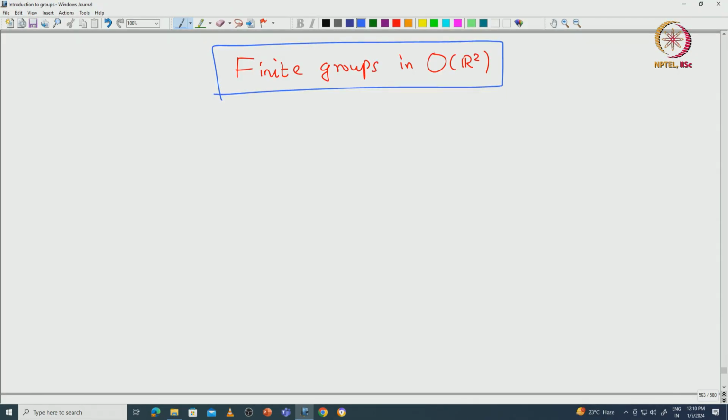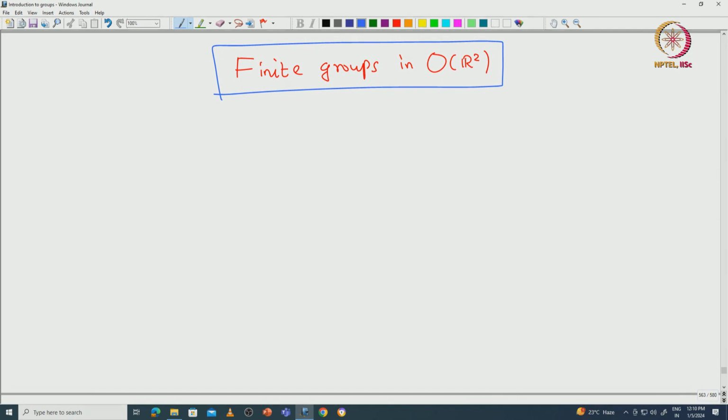Welcome back everyone. In this lecture we will continue to understand the dihedral groups in a more abstract way, and we will also determine all possible finite subgroups of O(R²). So let's start with recalling what we proved in the last class.